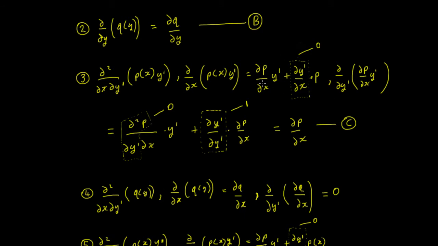So we differentiate this term here again with respect now to y derivative. But the value here, partial p by partial y derivative, again that's going to be equal to zero because we're differentiating with respect to y derivative, so f is just a function of x or y will equal a constant, so that whole thing equals zero. And this thing here, partial y derivative by partial y derivative, that just equals one, so you end up with partial p by partial x.